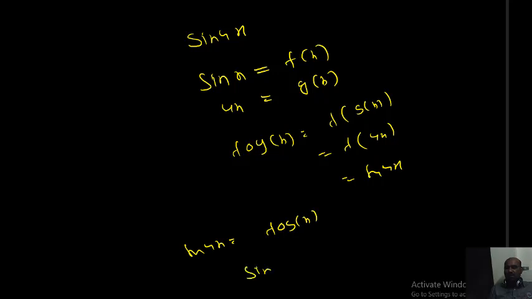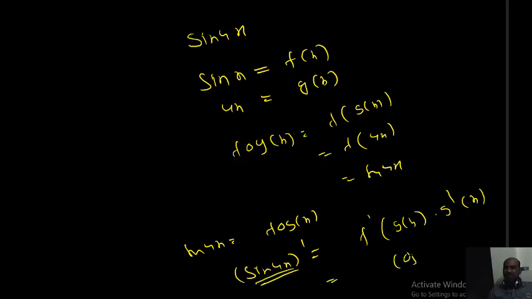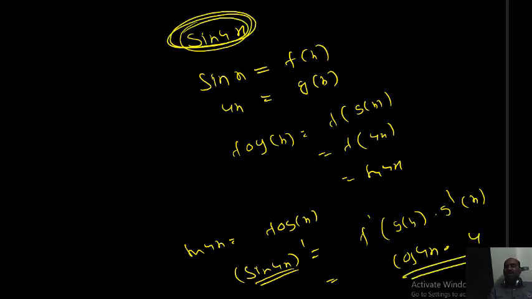What I want is the derivative of sin 4x. That is nothing but the derivative of the first function at g of x, into the derivative of the inner function, that is g dash of x. The derivative of sin 4x is cos 4x into the derivative of 4x, which is 4. So finally, the derivative of sin 4x is cos 4x into 4, or 4 cos 4x.